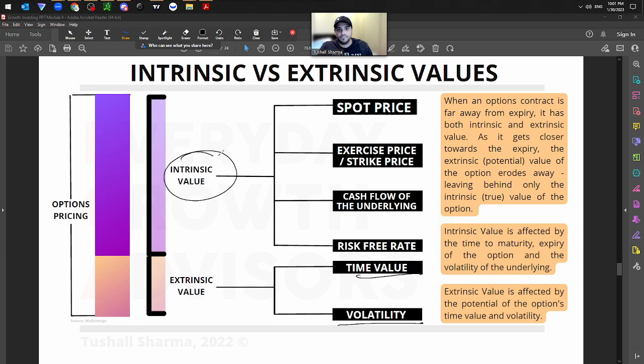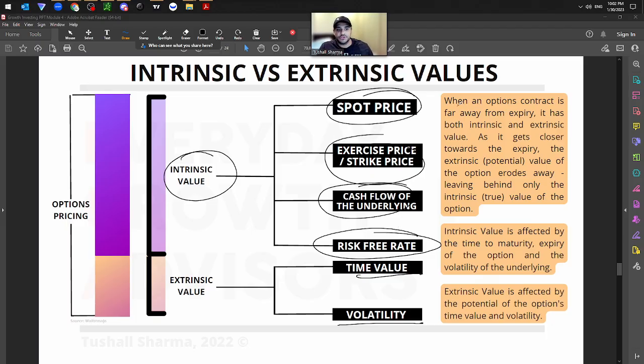Where did this come from? The actual value. It comes from the spot price of the underlying. It comes from the exercise price and how far away you are from the strike price. It comes from the cash flow of the underlying, right? If there's dividends, etc., from the stock. And it comes from the risk-free rate, which is the bond pricing, right? Which we spoke about, interest rates, remember?